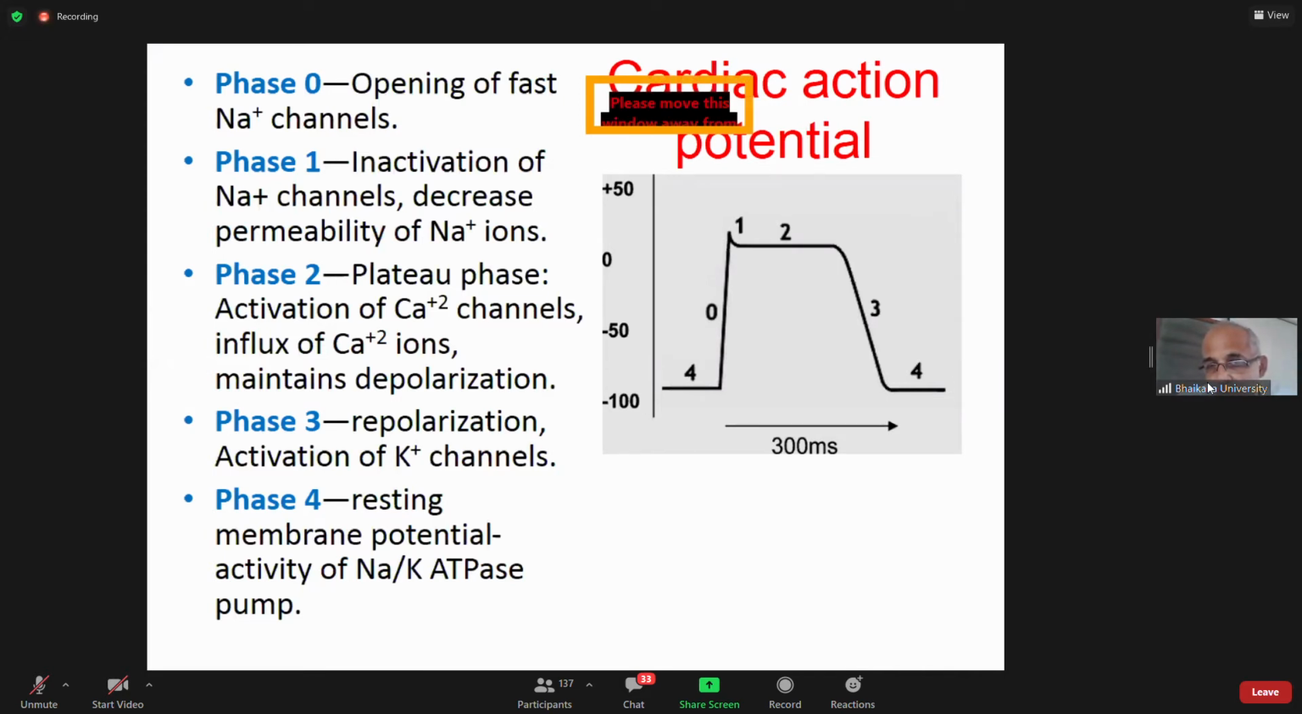Point 3, we'll come to that later on. It results in excitation contraction coupling. This action potential is the electrical event. Excitation contraction coupling is the mechanical event, the contraction. This action potential is not the contraction, it is the electrical event.